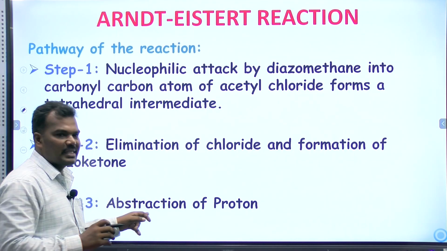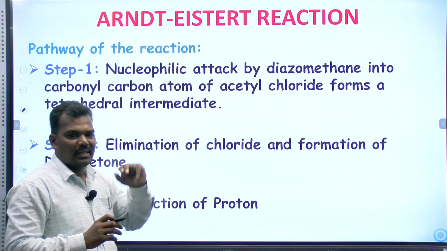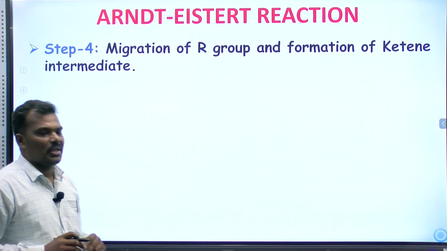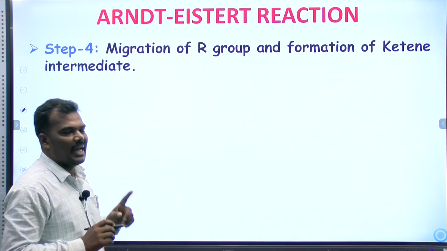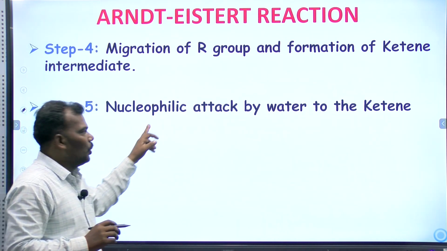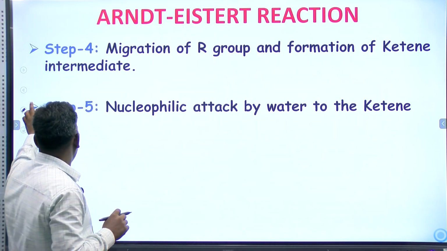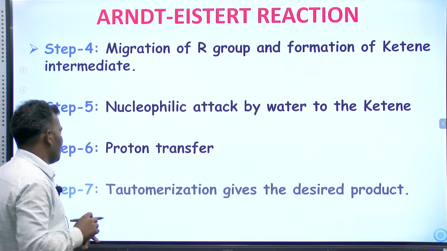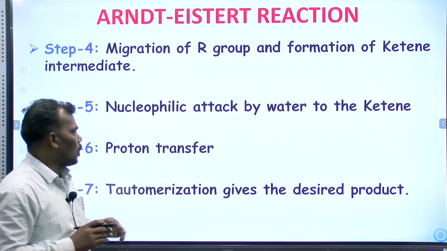In step 3, abstraction of a proton from the diazomethane. Then step 4, migration of the alkyl group and formation of the ketene intermediate. In step 5, nucleophilic attack by water on the ketene. The next step is proton transfer, and the last step is tautomerization, which gives the desired product.